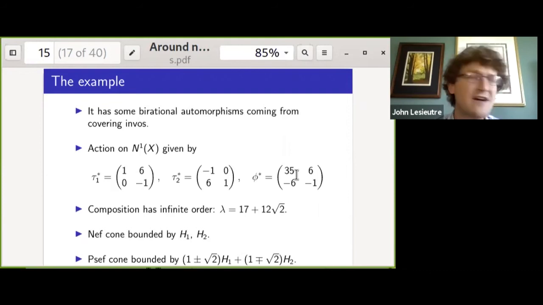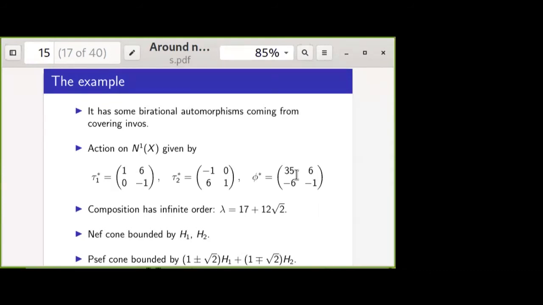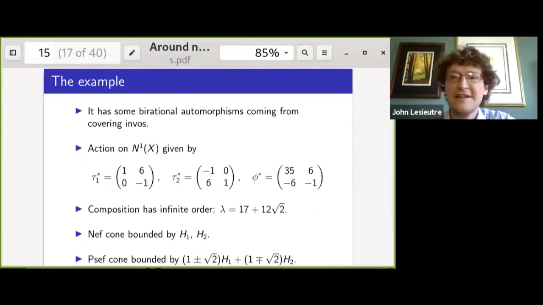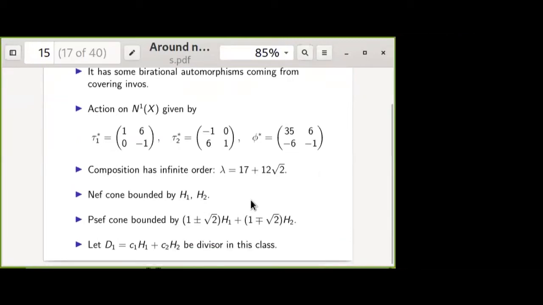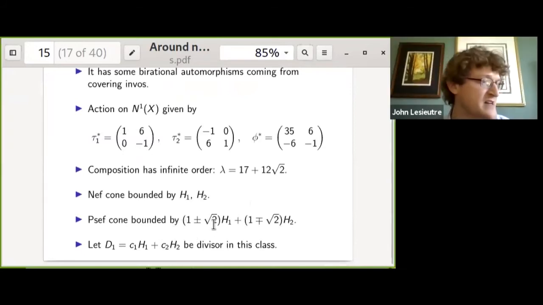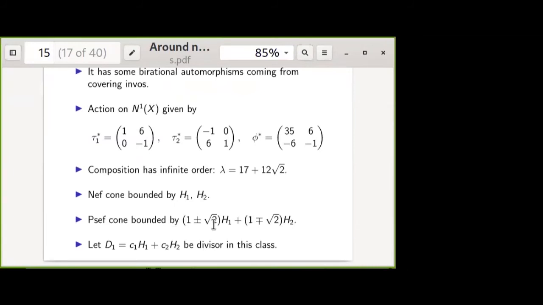Oh, yeah, okay, that's a good point. Why is it irrational? We know the eigenvalue, 17 plus 12 square roots of 2. I have the eigenvector written down on the slide over here. It's 1 plus root 2 in the x direction and 1 minus root 2 in the y direction. I just missed the slide.